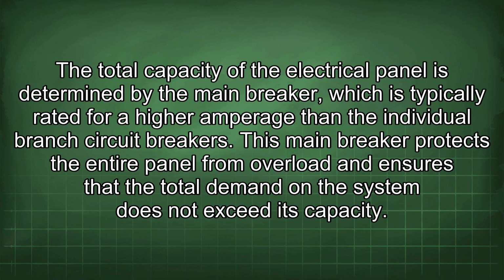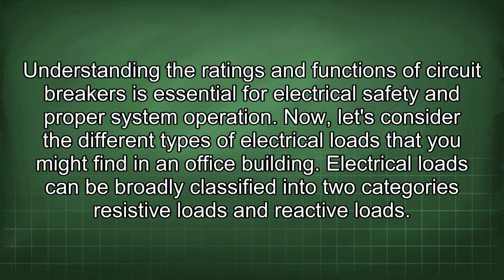The total capacity of the electrical panel is determined by the main breaker, which is typically rated for a higher amperage than the individual branch circuit breakers. This main breaker protects the entire panel from overload and ensures that the total demand on the system does not exceed its capacity. Understanding the ratings and functions of circuit breakers is essential for electrical safety and proper system operation.